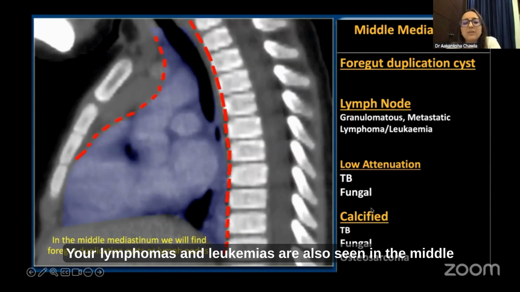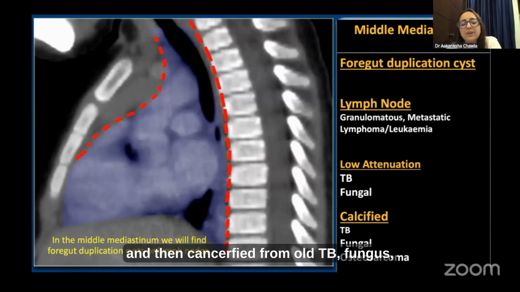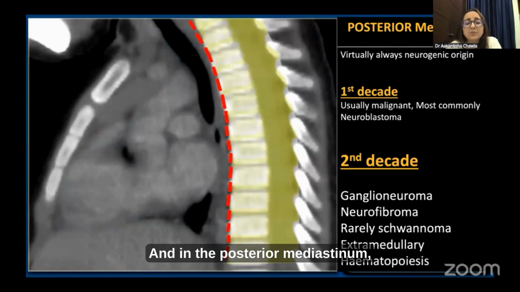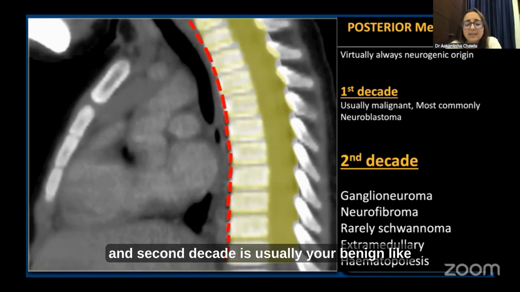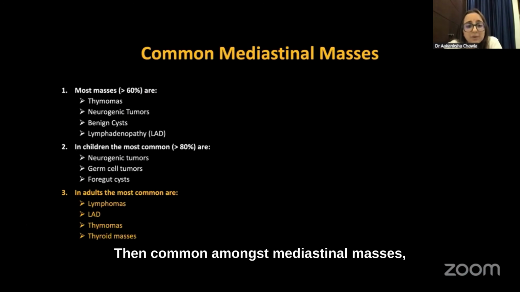Then the middle mediastinum, you have lymph nodes, which can be granulomatous, metastatic. Your lymphomas and leukemias are also seen in the middle mediastinum. Low attenuation lesions and masses from infections like tuberculosis and fungal infections, and then calcified from old TB, fungus, as well as in cases of osteosarcoma. Then in the posterior mediastinum, it's virtually always neurogenic in origin. First decade is usually malignant, neuroblastoma, and second decade is usually your benign, like ganglioneuroma, neurofibromas, and rarely schwannomas or your EMH.